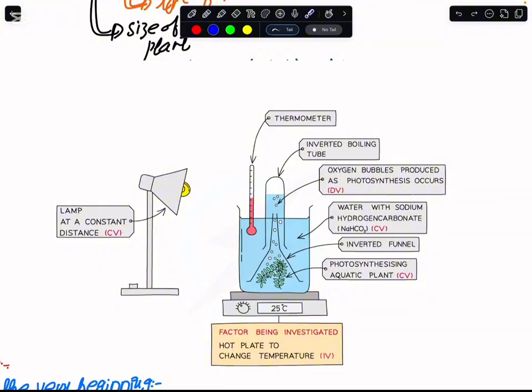If I were to take this lamp far away from the plant, fewer bubbles would be produced in more of the time, so the rate of photosynthesis would be slow. If I move this lamp toward the plant, the light intensity would increase. What I would expect is that more bubbles of oxygen gas would be produced in less time, so the rate of photosynthesis would be greater.